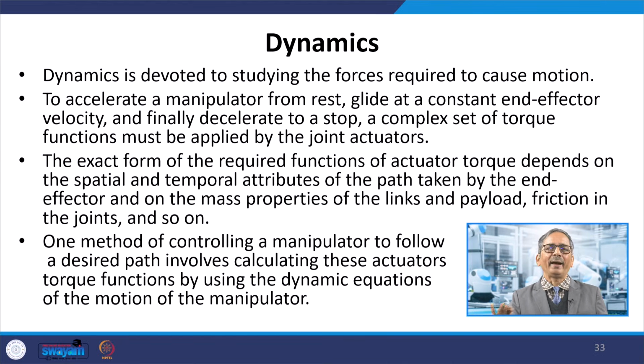The exact form of the required actuator torque functions depends on the spatial and temporal attributes of the path taken by the end effector, and on the mass properties of the links as well as that of the payload. Not only this, the friction of the joints also affects it. So, one method of controlling a manipulator to follow a desired path involves calculating these actuator torque functions by using the dynamic equations of motion of the manipulator, which we will be seeing.